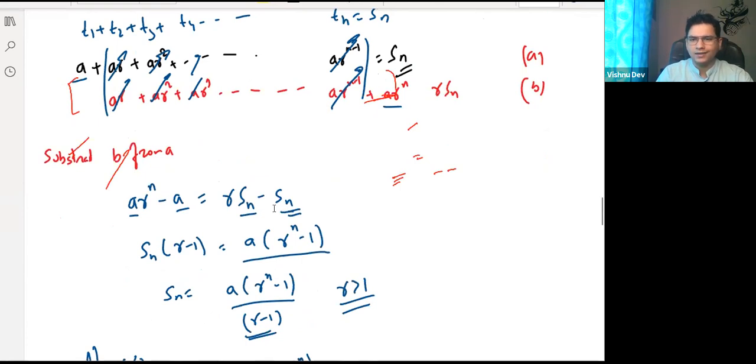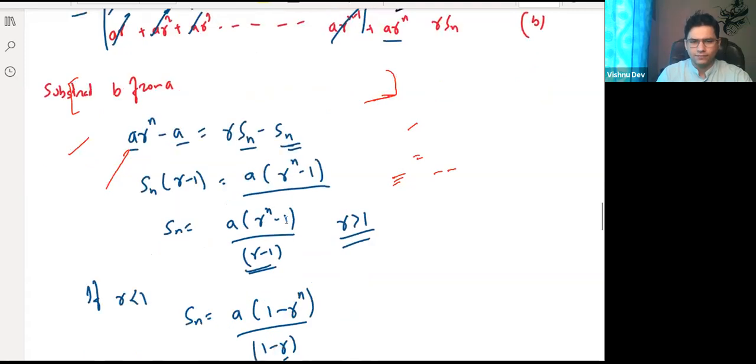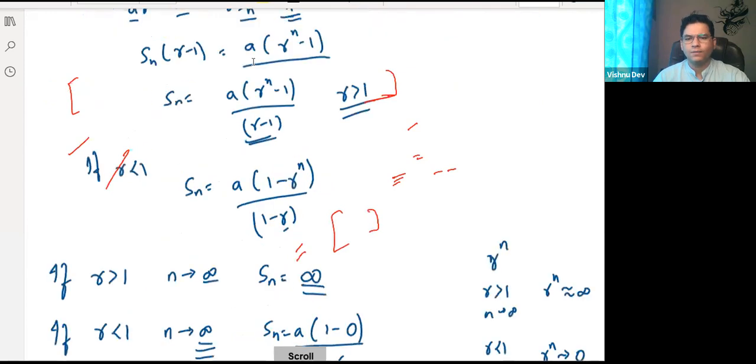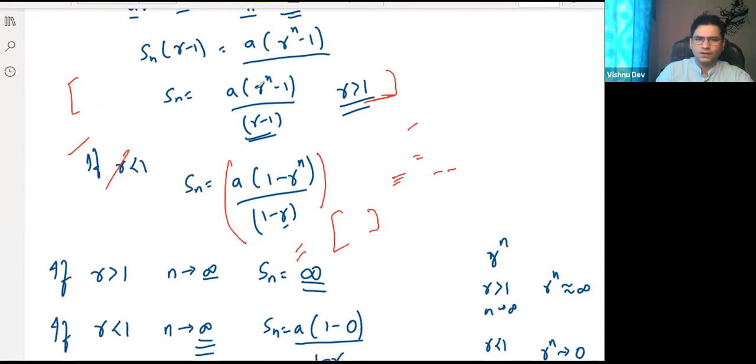And this is r Sn minus Sn. Now you just have to find Sn. Use your distributive property, take Sn common, you are left with r minus 1, and take a common, it will be r power n minus 1. Now Sn will be a into r power n minus 1 by r minus 1. Usually we use this formula when the common ratio is greater than 1. If the common ratio is less than 1, we just switch the position: 1 minus r power n by 1 minus r, because if r is greater than 1, then r minus 1 will be positive, but if r is less than 1, then 1 minus r will be positive.